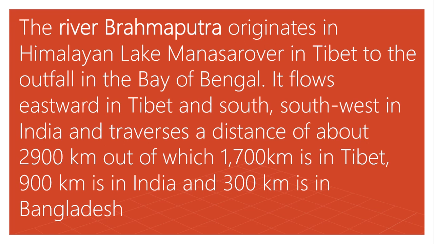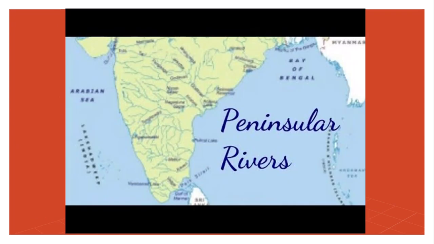And this river is called Jamuna in Bangladesh. So, some of the characteristics of Himalayan rivers, let's see. Actually, they originate from the Himalayas, are long and wide, perennial in nature, and also unsuitable for hydropower generation. The middle and lower courses are navigable. And next, we'll learn about the peninsular rivers.